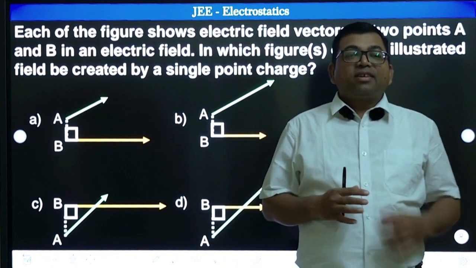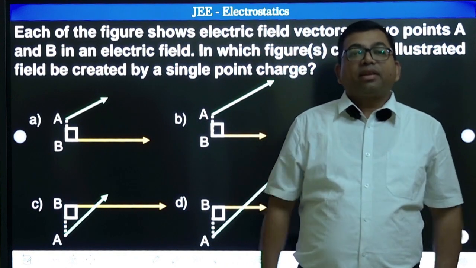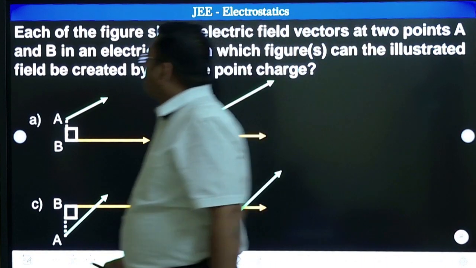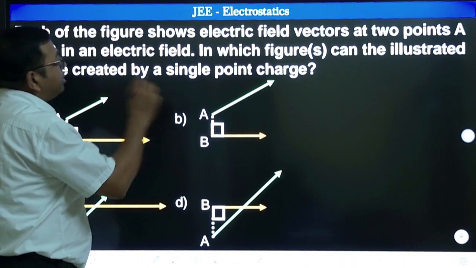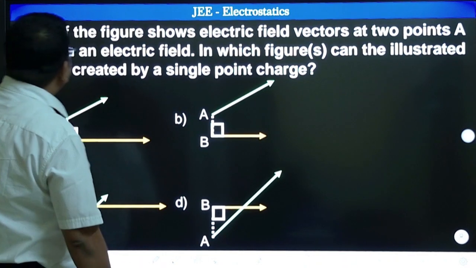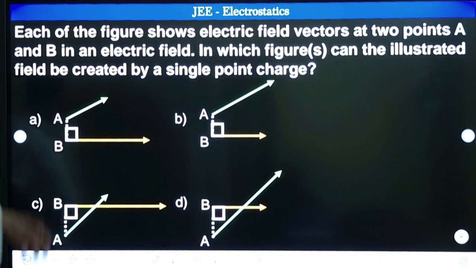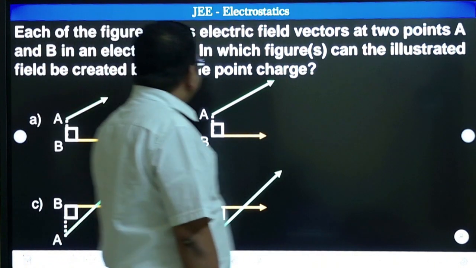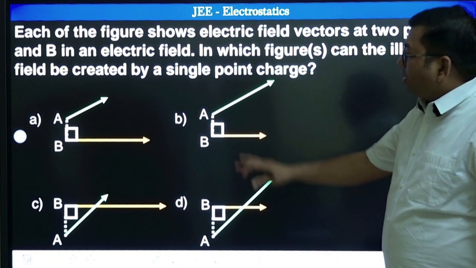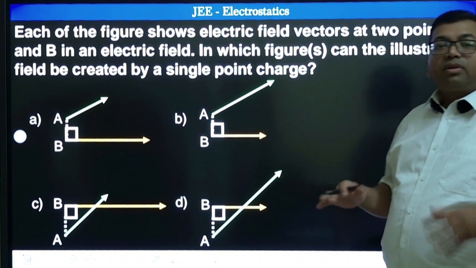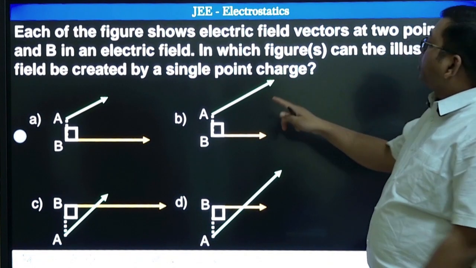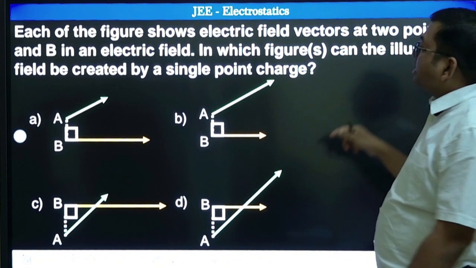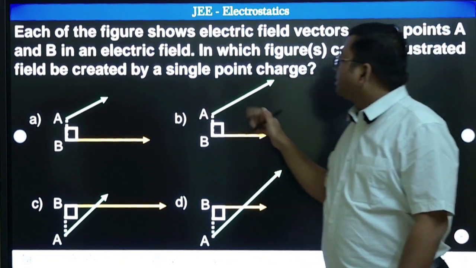Hello students. So let us see this question on electrostatics. What is the question saying? Each of the figures shows electric field vectors at 2 points A and B in an electric field. Here in this diagram it is showing electric field vectors at 2 points. In which figure can the illustrated field be created by a single point charge?